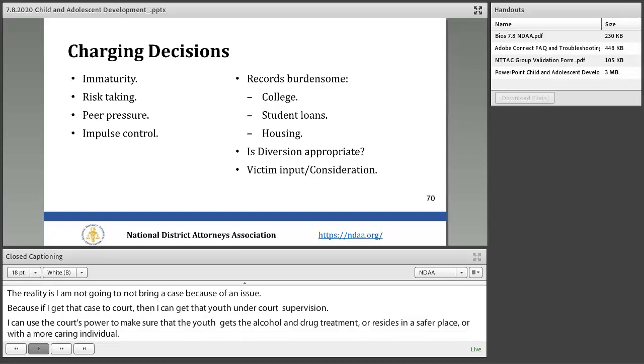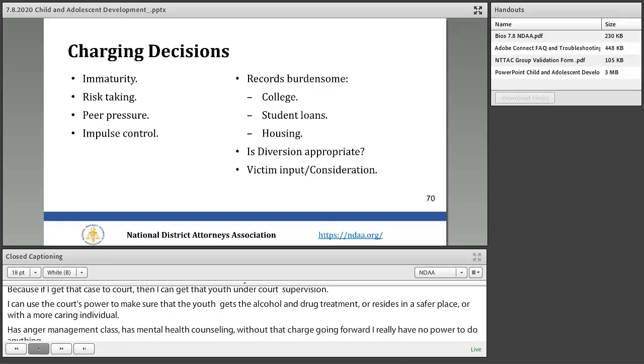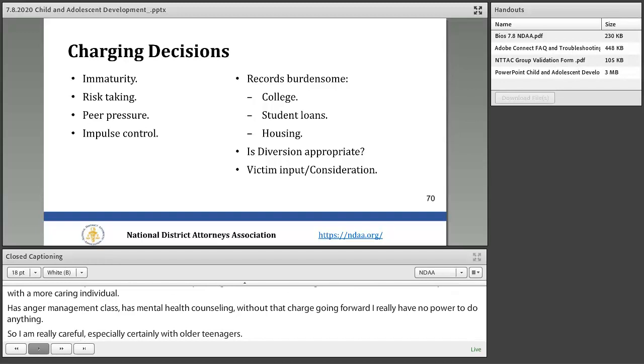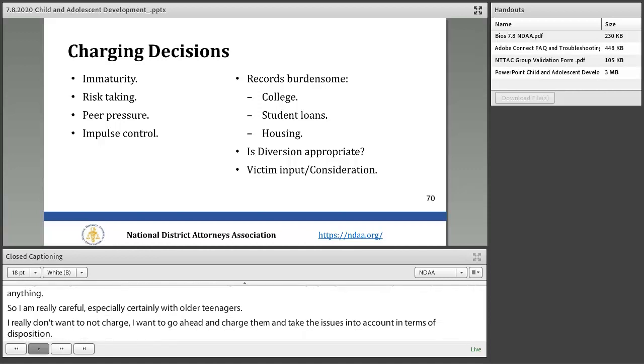or resides in a safer place or with a more caring individual, has anger management class, has mental health counseling. Without that charge going forward, I really don't have any power to do anything. So I'm really careful, especially with older teenagers, I really don't want to not charge. I want to go ahead and charge and then take all these issues into account in terms of disposition.